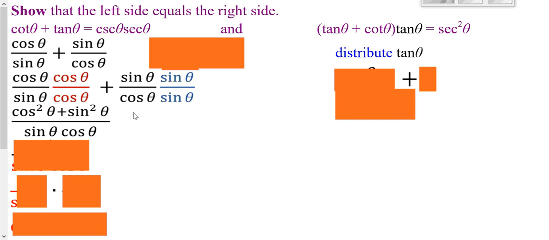Oh, look here! We have some squareds. And it's an identity that you're supposed to have memorized. Sine squared plus cosine squared is 1.